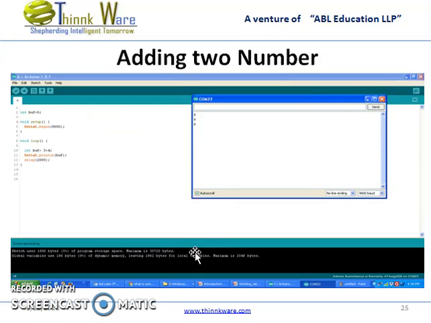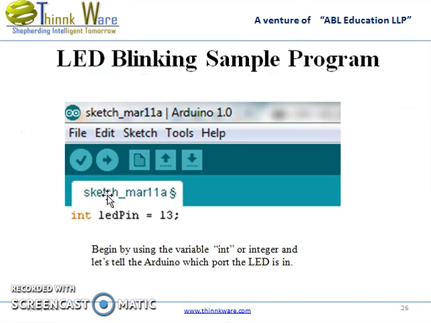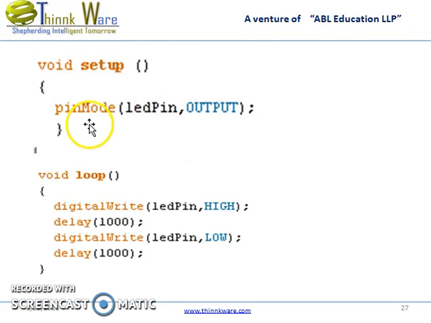Adding two numbers. This is a simple code with which you can add two numbers. LED blinking sample program. int LED equals 13. Begin by using the integer variable and tell the Arduino which pin the LED is on. Void setup, pinMode LED, OUTPUT. Void loop, digitalWrite LED HIGH, delay 1000, digitalWrite LED LOW. This program will result in a flashing LED.